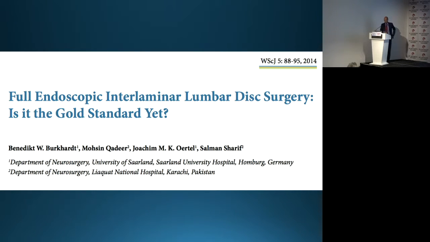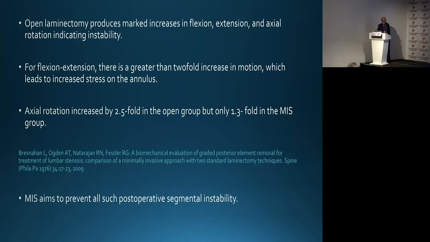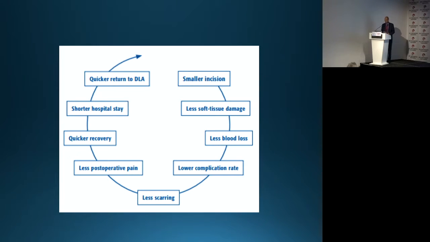This is a paper Yoakum and I wrote a few years ago, asking whether full endoscopic interlaminar disc surgery is a gold standard yet. We talked about how if you go through using a tubular retractor versus cutting the muscles, the difference between the two was quite obvious. Open laminectomy gives a marked increase in flexion, extension, and axial rotation. When you have increased movement, you're more likely to have problems associated with it.